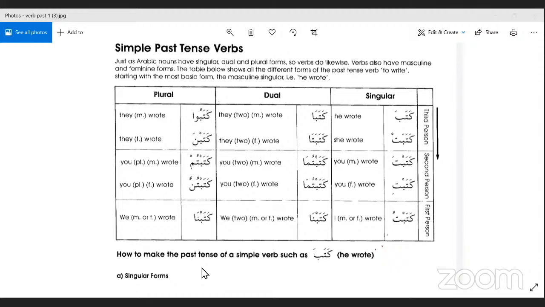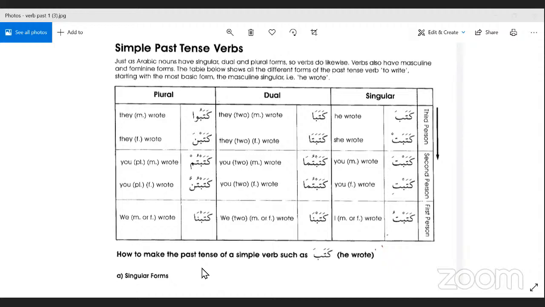Bismillah rahman. Fariha, he was pleased. Fariha, they two were pleased. Farihu, they all were pleased, masculine. Farihat, she was pleased, singular. Farihata, they two, feminine, were pleased. Farihna, they all were pleased, feminine plural. Farihta, you were pleased, singular masculine. Farihtuma, you two were pleased, masculine.